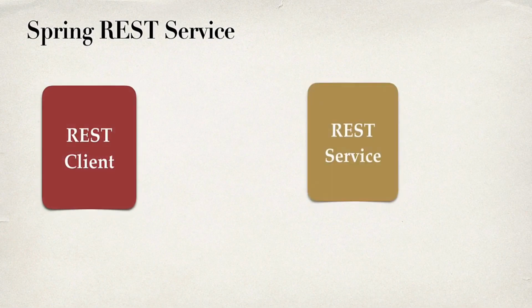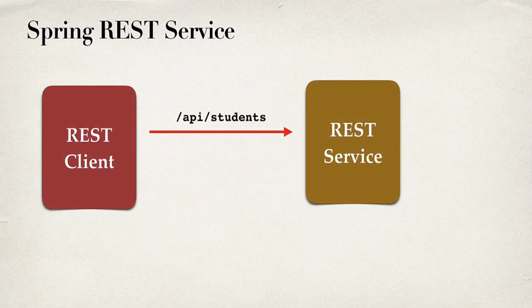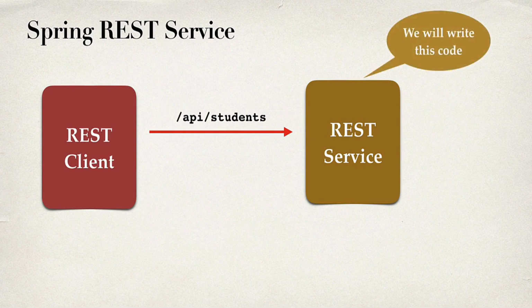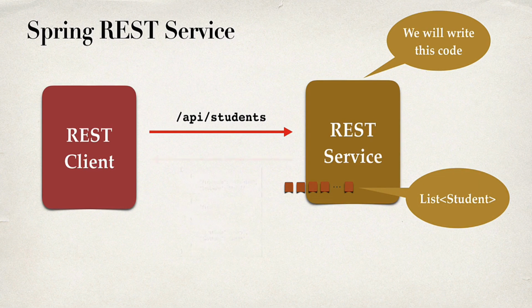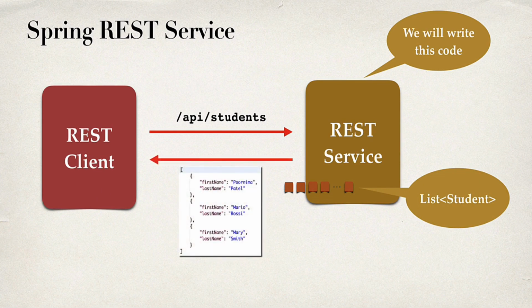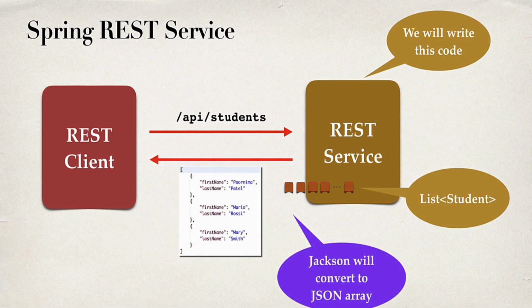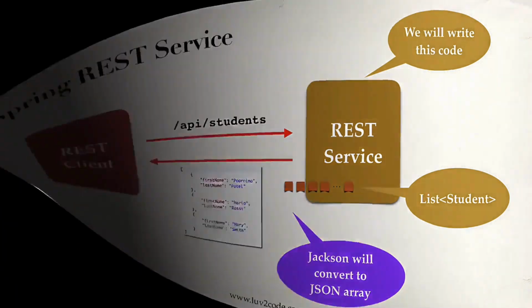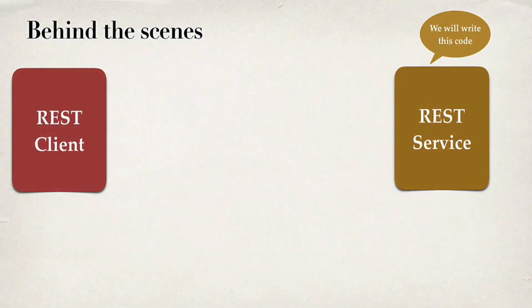Now let's talk about our Spring REST service. We're going to have our REST client, and then our REST service, and again, /API/students. We'll write that code. We'll pass back a list of student objects, or POJOs, and then we'll have that converted over to JSON. And again, Jackson is going to handle converting that data over to a JSON array. Now you're probably wondering, sounds interesting, but I'd like to see how this works behind the scenes. What's really happening internally?